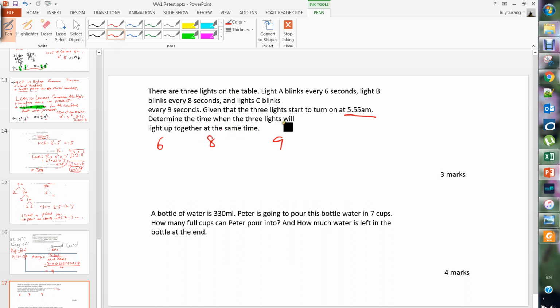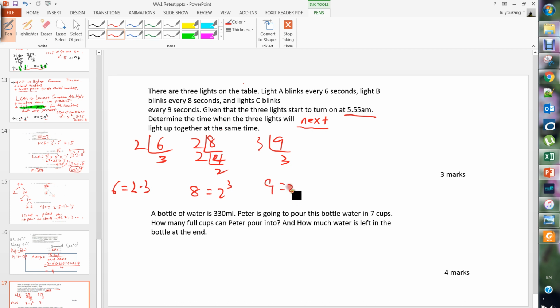Okay, here I want to be a bit strict here. I want to find the next light up moment. Okay, will next light up together. Okay, I don't want the second round, I don't want the third round, I want the first next light up moment. Okay, so I need to be a bit particular on this thing. Now I need to get the prime factorization of all of this first. Okay, and then like 6 is equal to 2 times 3, 8 is 2 to the power of 3, and then 9 is 3 to the power of 2.